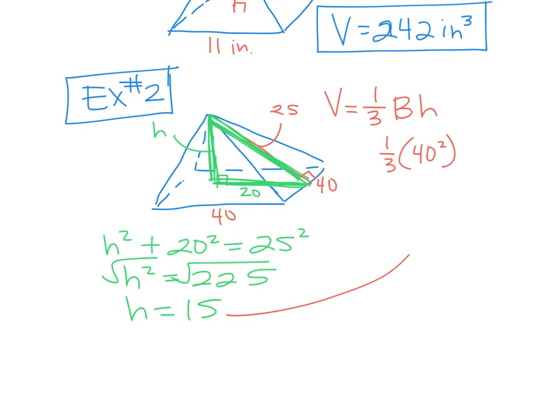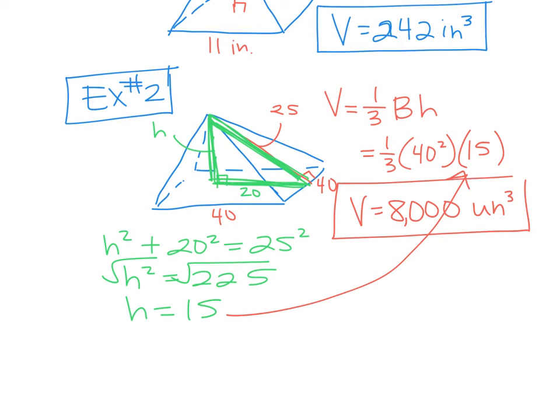So you go back up to the top here, 1/3 the area of the base times that 15 height. Plug that into your calculator. What do you get? 8,000. So your volume is 8,000. 8,000 what? Units. Cubic units, or units cubed, however you want to say it. So that would be your volume. Okay?